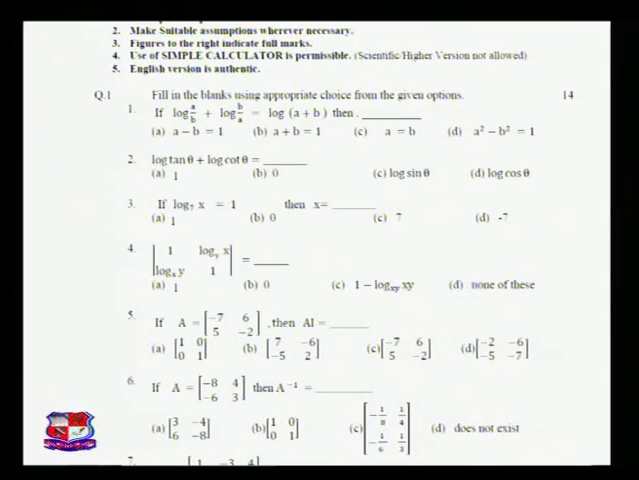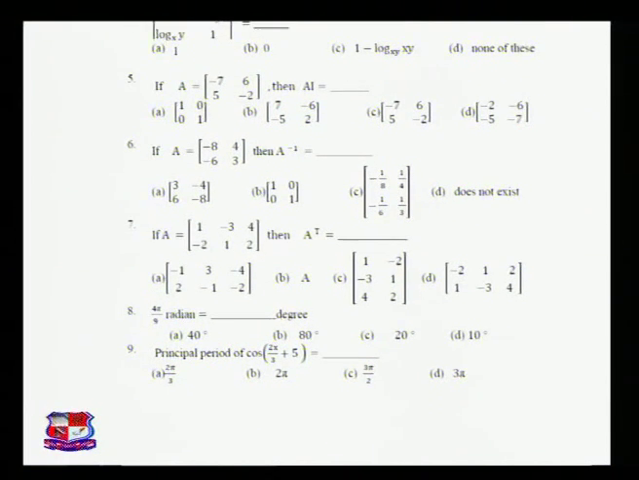Now move to the sixth question. The sixth question is: if A is equal to [-8, 4; -6, 3], then find the inverse of A. Again, this is a very easy question to solve.